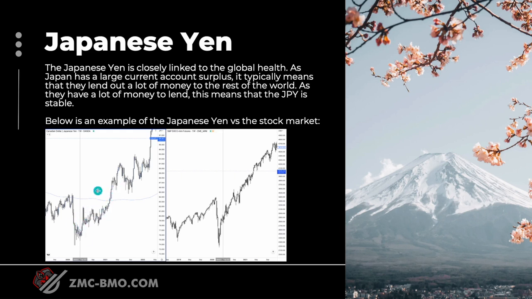So if you start to see this, for example, which is obviously Canadian dollar versus the yen, as we know from previously, the Canadian dollar is obviously a risk-on currency.